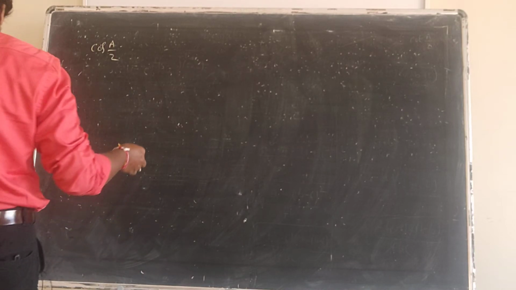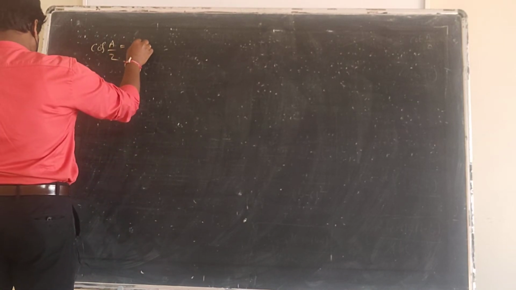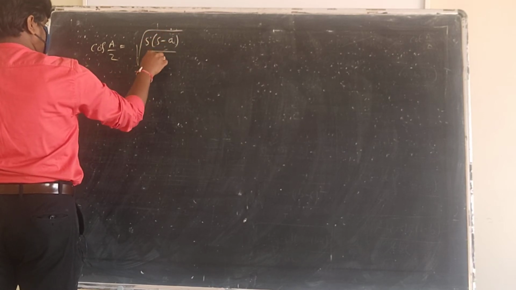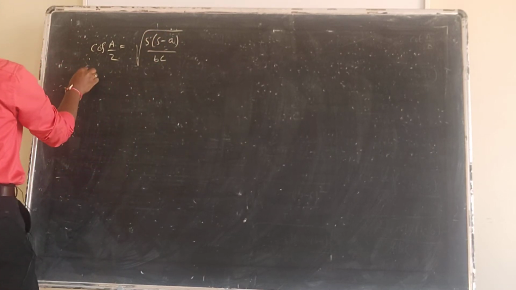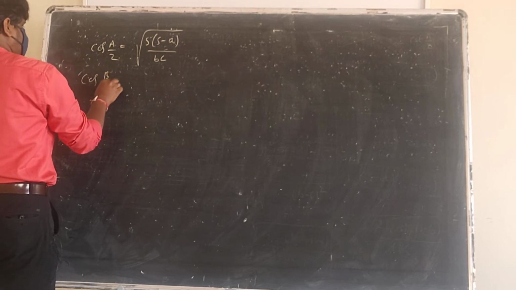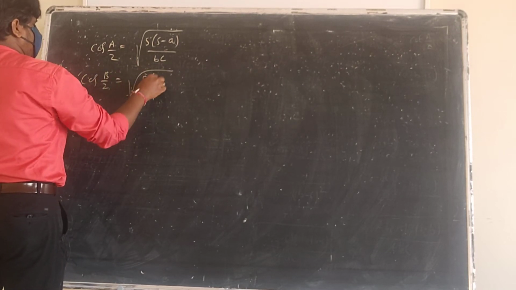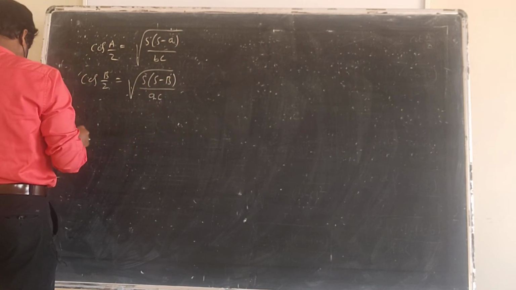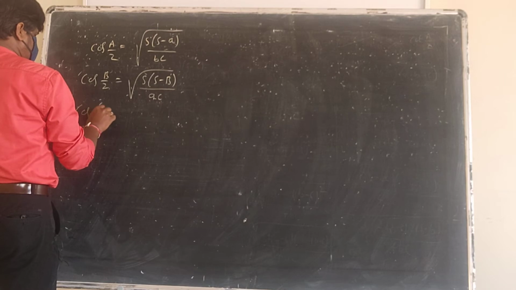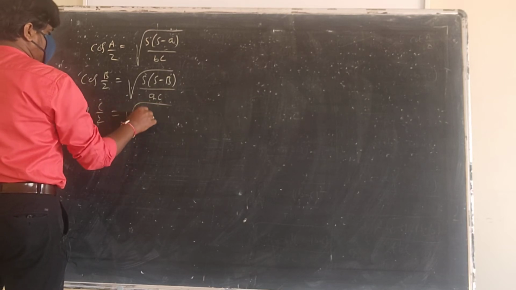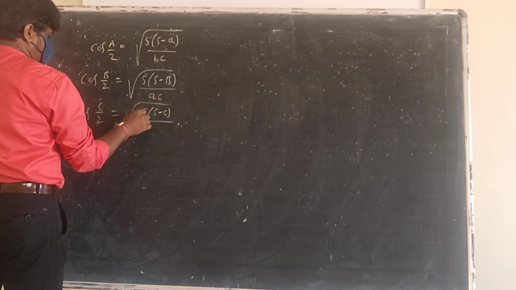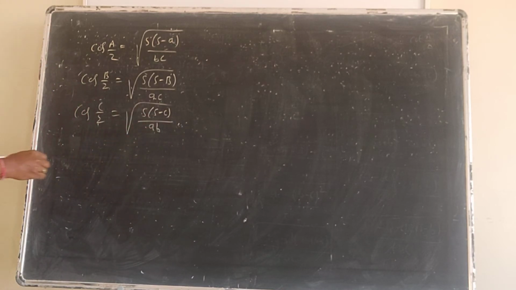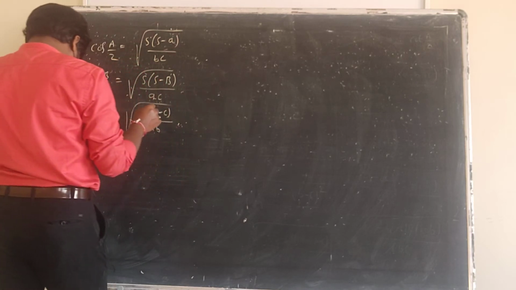What is the cos A by 2 formula? Cos A by 2 is the square root of S into S minus A upon BC. Right? Cos B by 2 formula is the square root of S into S minus B by AC. Okay, cos C by 2 is the square root of S into S minus C upon AB. Right?